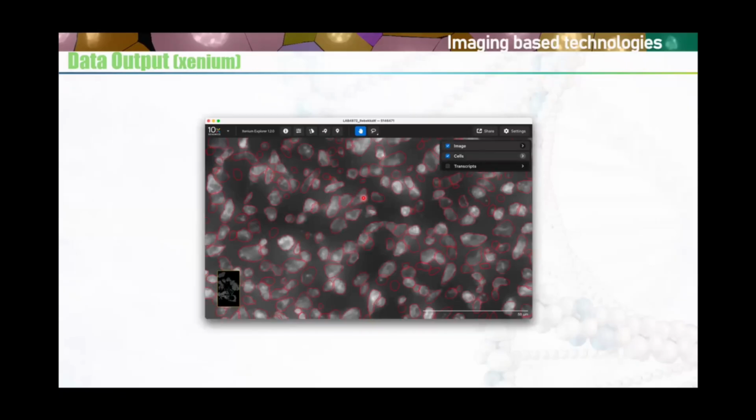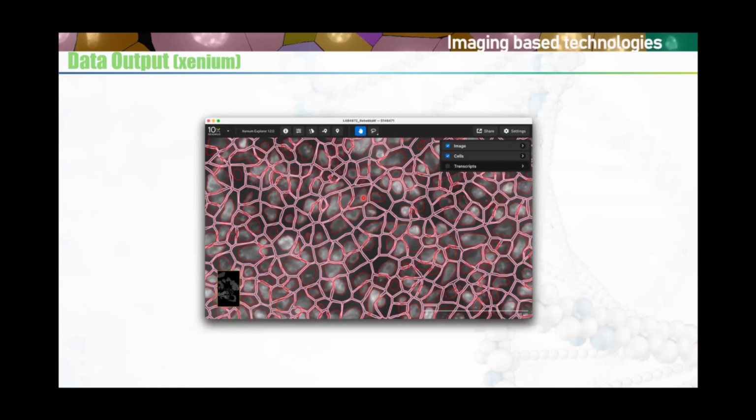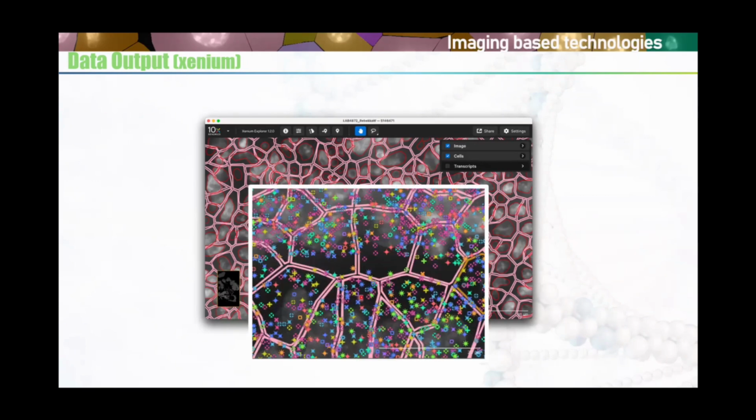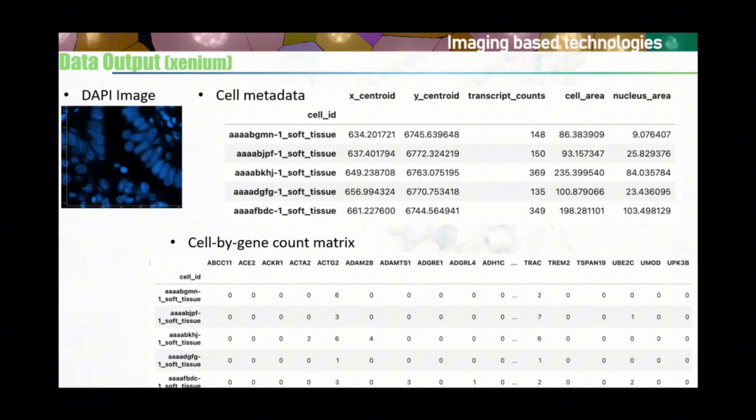Here we can see a bit more in detail. We have now the nuclear segmentation. Then we have cell segmentation, so we can visualize it. And here we can see our transcripts on top, right? Bioinformatically, all the transcripts here will be assigned to this cell. So after this, you will have cell segmentation information, like the location of the cells, how many counts you have per cell, the area, and in addition, as before, a cell by gene count matrix.